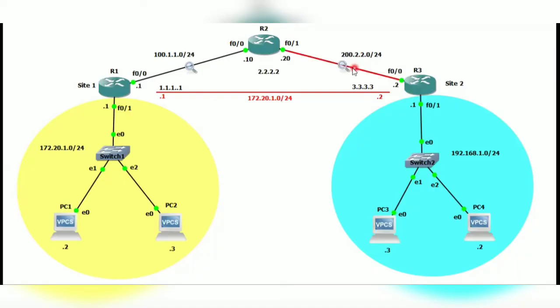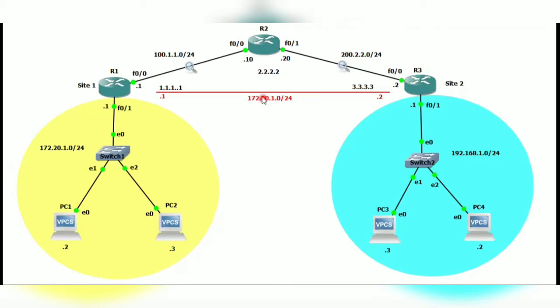Now Wireshark is running, and we have two PCs on site 1 and also two PCs on site 2. Here you can see the local area network address 172.200.1.0 for site 1, and the site 2 local area network 192.168.1.1, and the WAN networks 100 and 200. So this is our scenario.